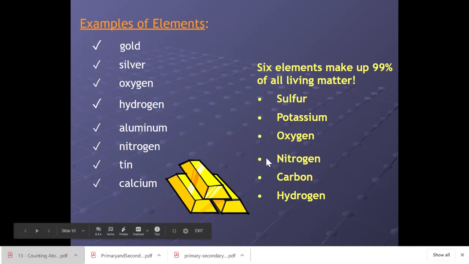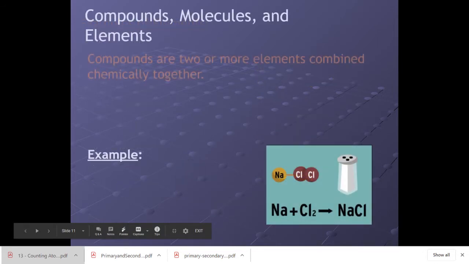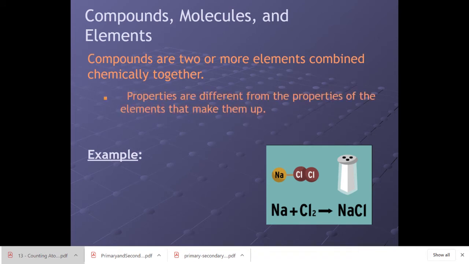6 of our elements make up 99% of all living matter: sulfur, potassium, oxygen, nitrogen, carbon, and hydrogen. Compounds, molecules, and elements. Compounds are 2 or more elements combined chemically together. The properties are different from the properties of the elements that make them up. Elements in a compound have a fixed ratio.